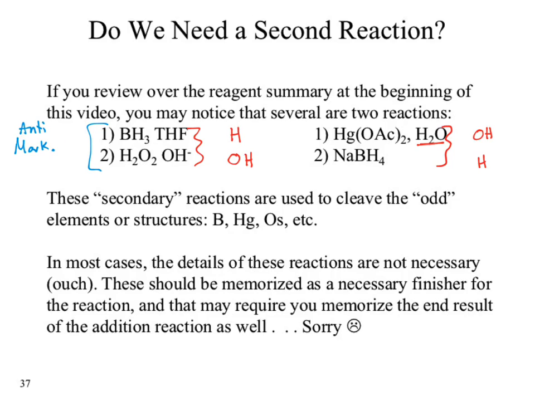Anti-Mark. The other one, the mercury reagent, is typically known as Markovnikov. Does that make you happy? That says Markovnikov. Okay. Why are these anti and Markov? One's following the rule, one's not. I don't understand. The hydrogen added in the boron reagent was what charge? It was negative.